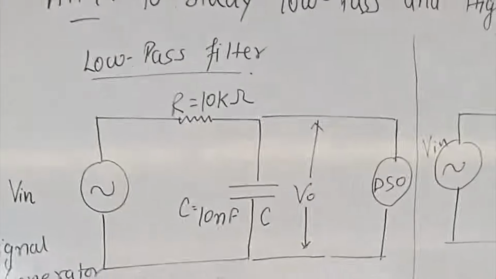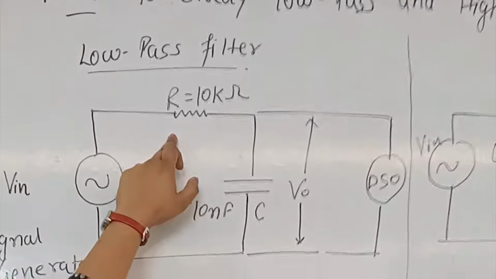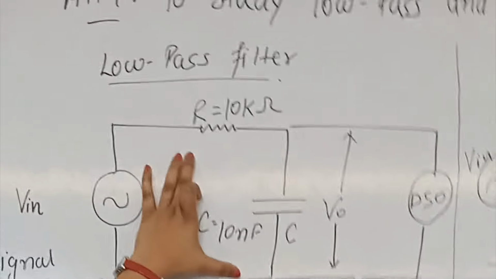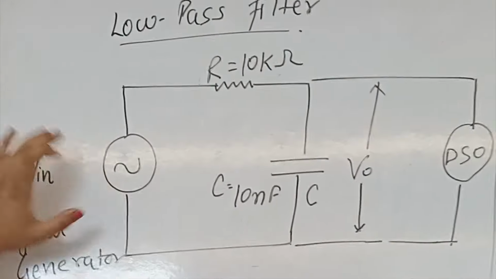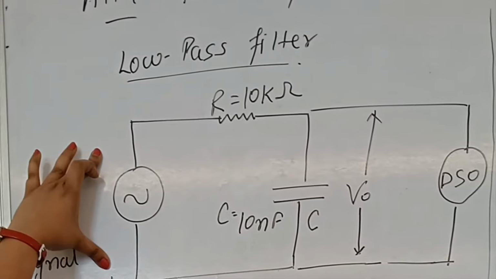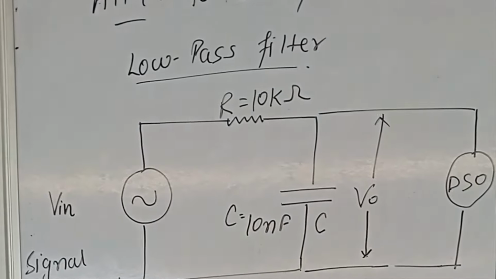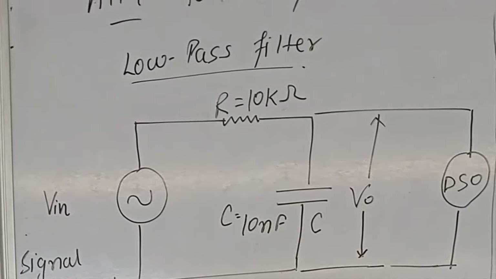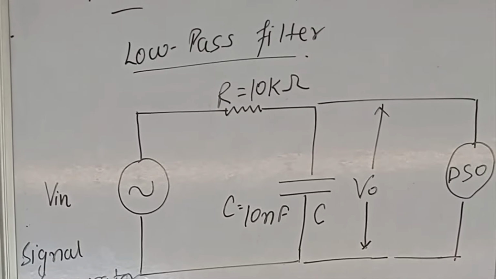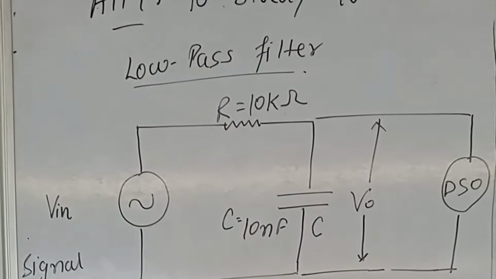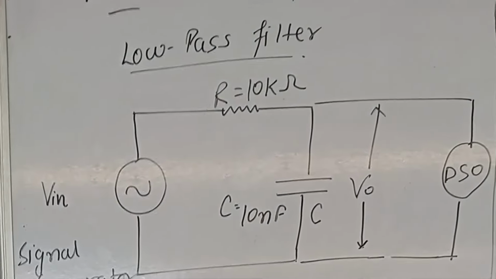So here to design this low pass filter, I require two components, resistor and capacitor. I simply connect these two components in series and I will connect an AC input source to this series combination. Now this is the circuit of low pass filter. It will act like a low pass filter when I take the output across the capacitor.